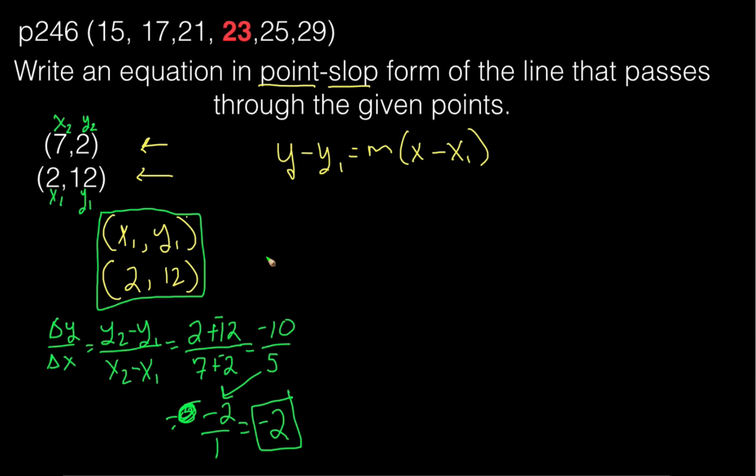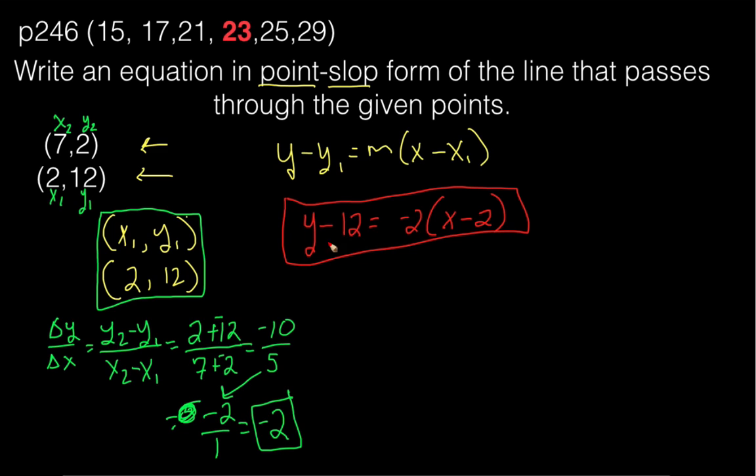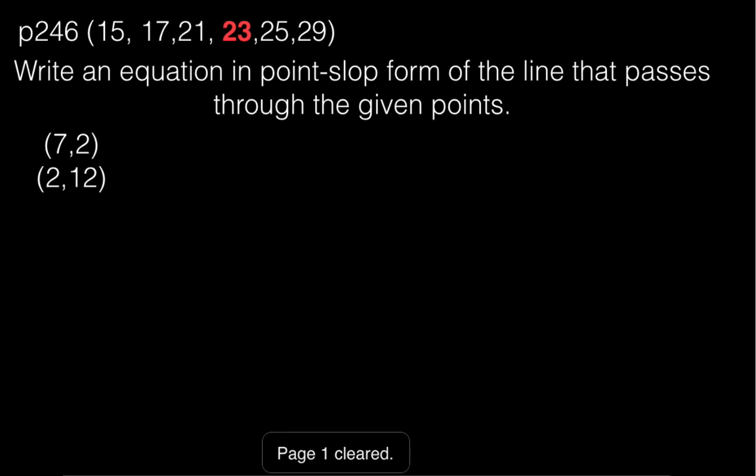So let's write out my equation now. That would be y minus y sub 1, which is 12, equals negative 2 times x minus 2. And that would be my answer right here. I have my slope and I have my point. I can actually use this equation to graph my line. Remember, I can use this point and then I can use this slope. This goes along with the problem that we just worked in the previous video. Okay, so now let's move on to our next problem.